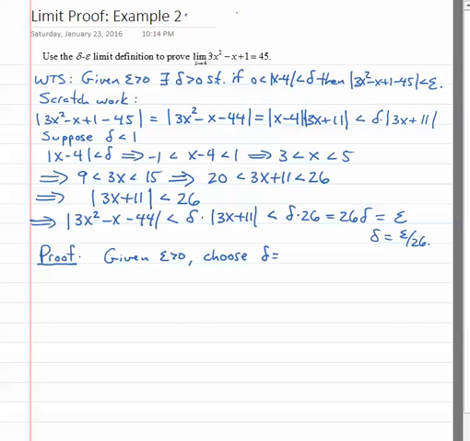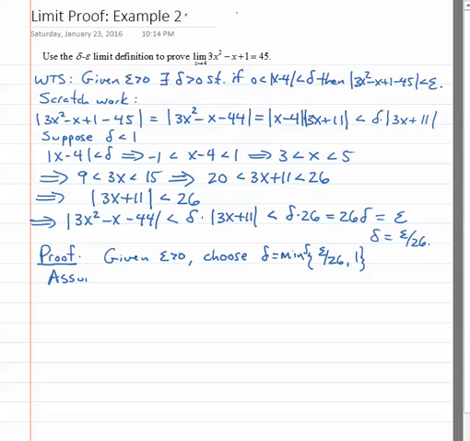Well, that means really for this entire piece of scratch work that we've done to work, delta has to be at least as small as both of those quantities. At least as small as 1, at least as small as epsilon over 26. So really, we need to pick our delta to be the smaller of those two to make sure that we're getting a delta that's at least as small as both of them. We'll write that as delta is the minimum of epsilon over 26 and 1.